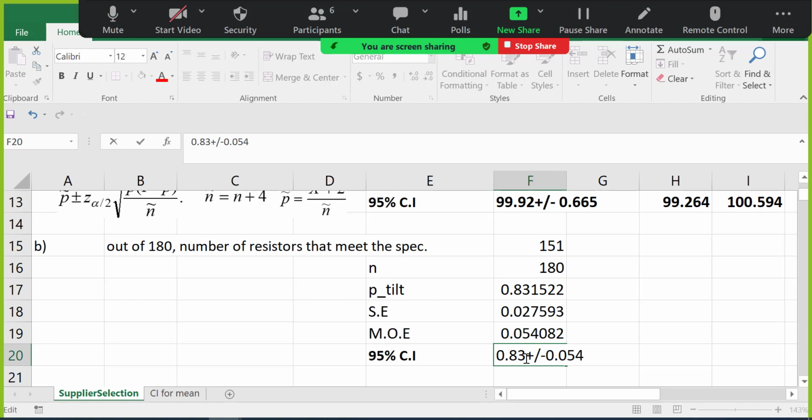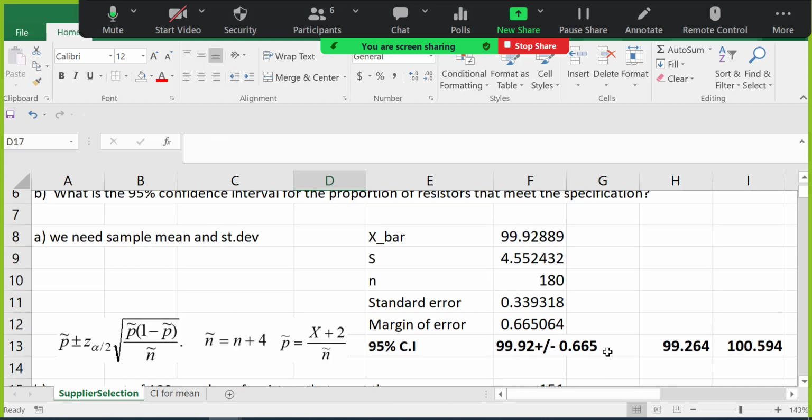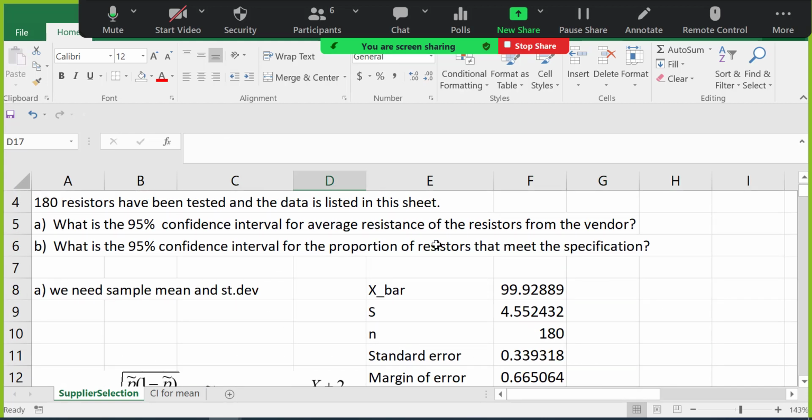This one, the lower bound is p tilde minus the margin of error, and the upper bound is p tilde plus the margin of error. Oh, we can put the percentage here. But one more thing on the confidence interval.